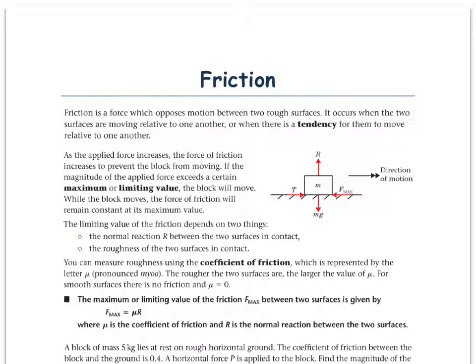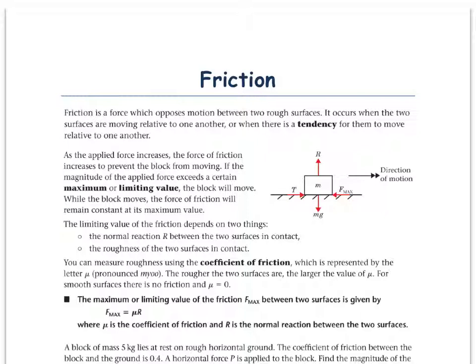As the applied force increases, the force of friction increases to prevent the block from moving. If the magnitude of the applied force exceeds a certain maximum or limiting value, the block will move. While the block moves, the force of friction will remain constant at its maximum value. So friction can get bigger depending on how much force is being applied, but there'll be a maximum value that friction can be, and once the force applied exceeds that, the block will move.